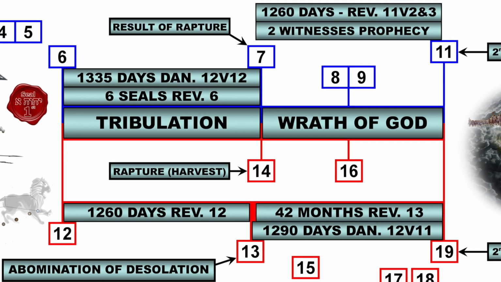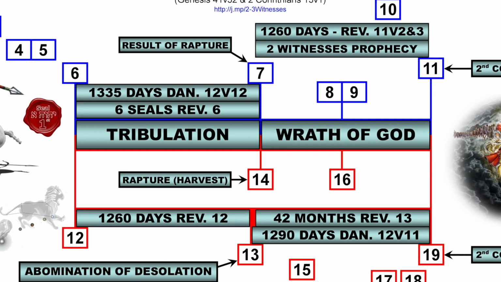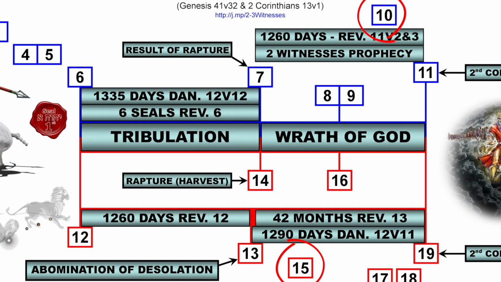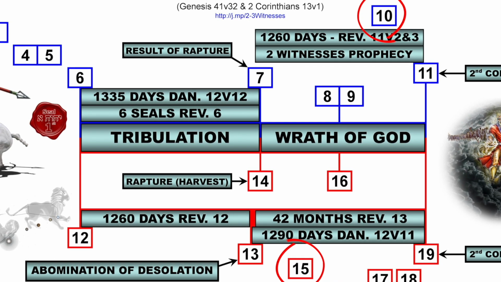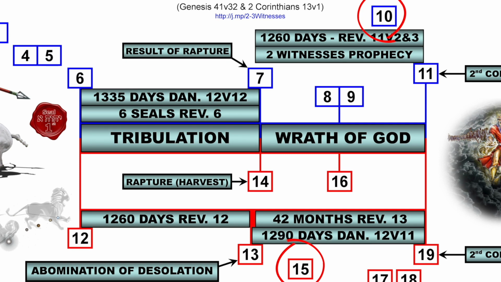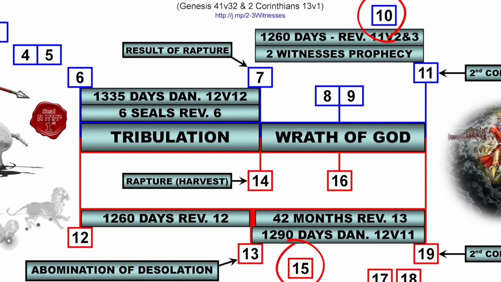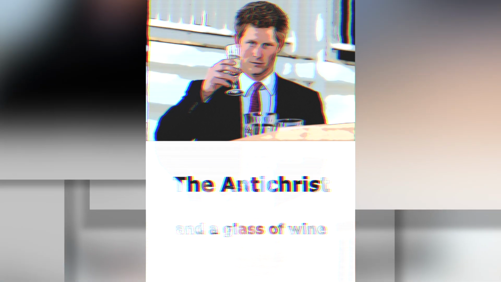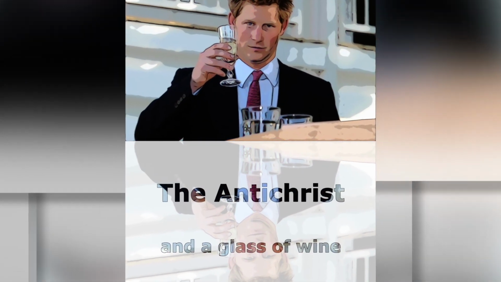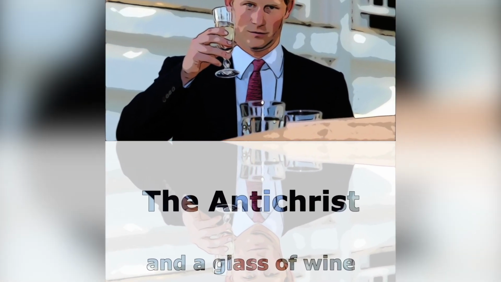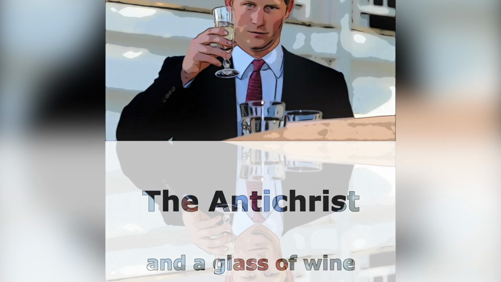Chapter 10 is a pause or break to the main events. Chapter 15 is also a pause or a break to the main events, both in the second half of Daniel's 70th week. The dual chronology of the book of Revelation is further detailed in Appendix B of the eBook. A link for this can be found in the description box below.